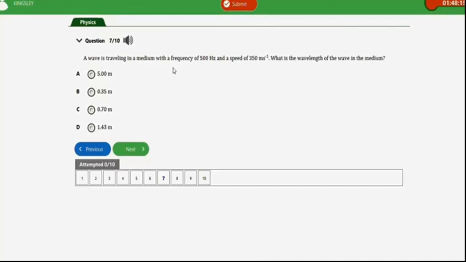What is the wavelength of the wave in the medium? So for this particular question, you know the conventional formula for wave is V equals frequency times wavelength. This is my wavelength. Alright, so in this question you're looking for the wavelength actually.